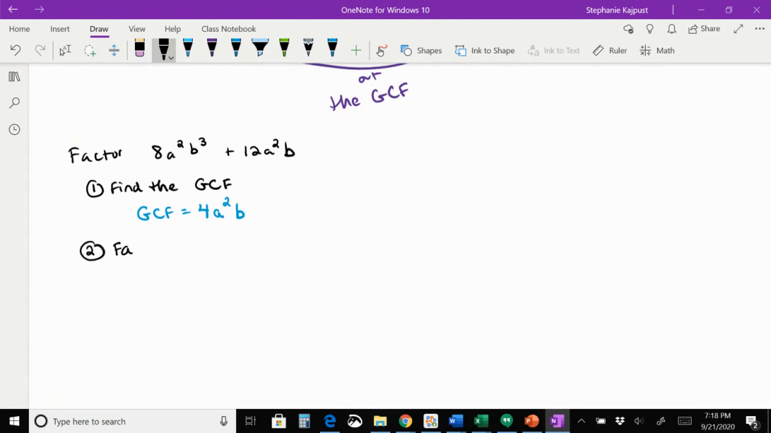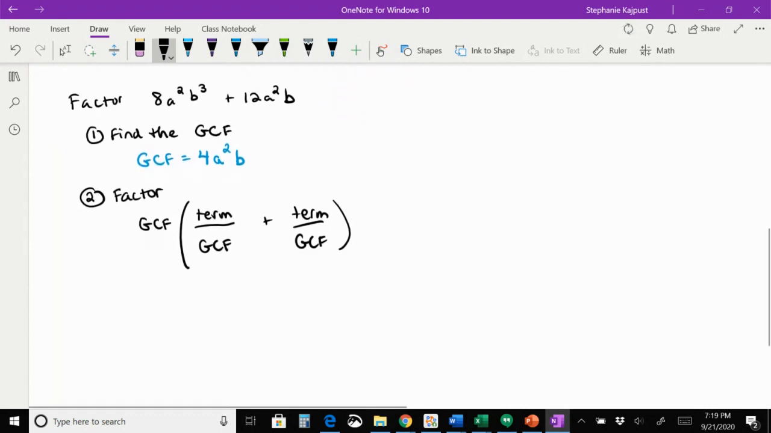Once you identify that, then you actually do the factoring process. I usually write it as you have your GCF in front, and then you take each term and you divide it by your greatest common factor. And you would just keep going. So if there are 3 terms, you would divide each of them by your greatest common factor. And then you simplify what's inside.